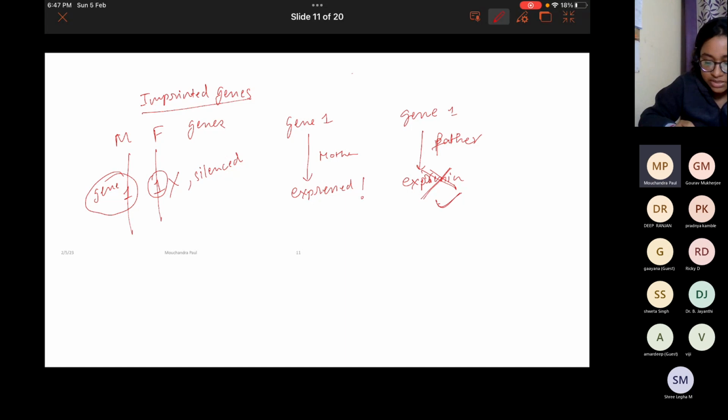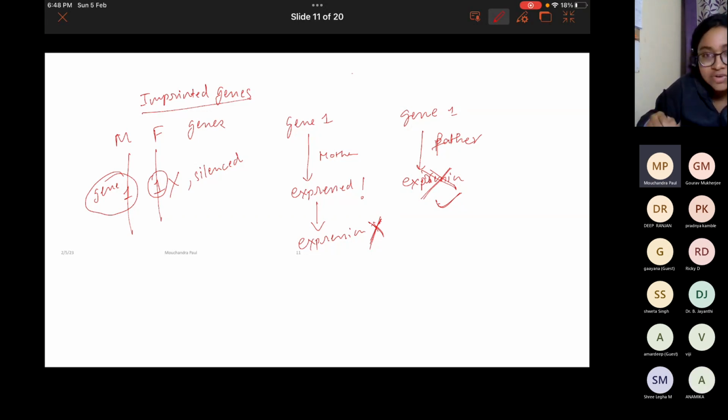The gene that was supposed to come from the mother and cause expression is not doing so. The disorder will happen when this expression is not happening. The mother is supposed to give gene 1 and cause its expression, but due to mutation the copy coming from the mother is also mutated and has lost its function. So the person now has a defective gene 1, and even though gene 1 is present from the father, it is silenced, so the gene is not expressed at all in that person.